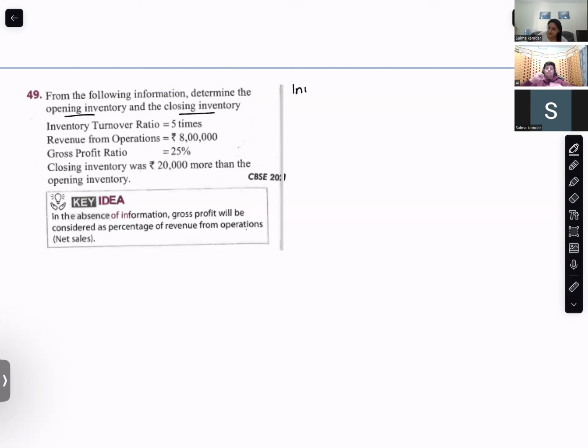Inventory turnover ratio, I will write inventory turnover ratio. What is the formula for inventory turnover ratio? Cost of goods sold divided by average inventory. Cost of sales over average inventory. That means 5 times is equal to cost of sales over average inventory.